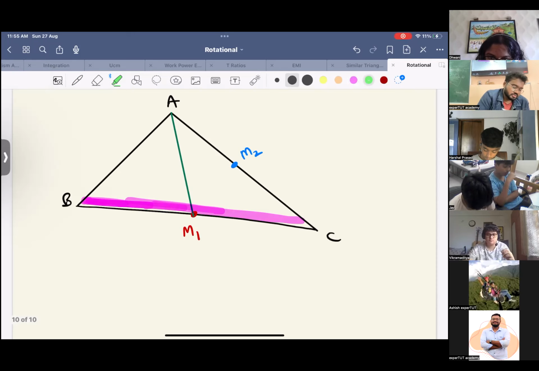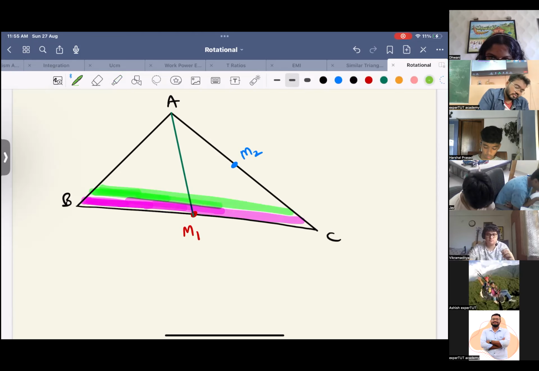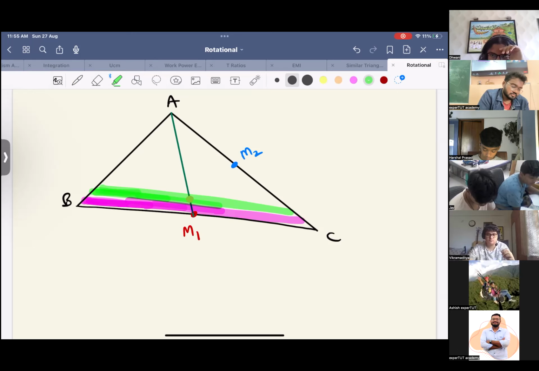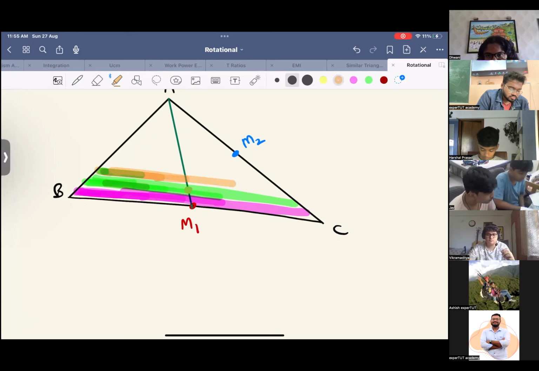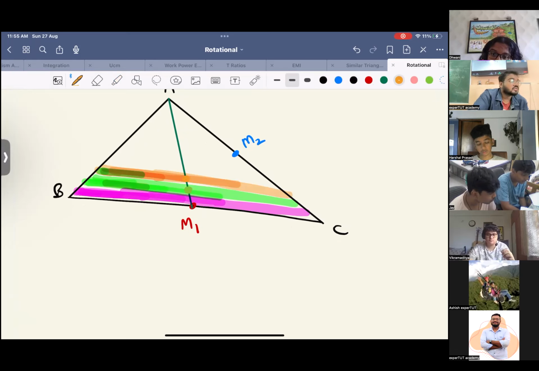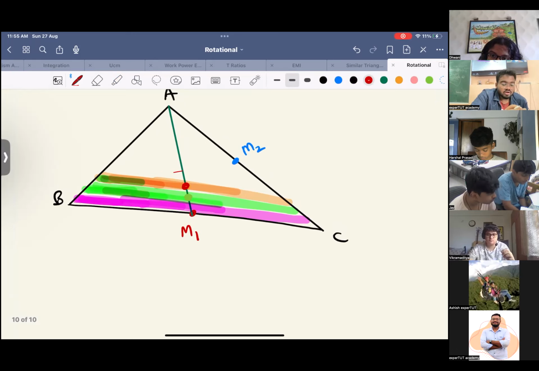Again, I'll take a parallel strip like this. Where is its midpoint? Its midpoint is here, right? If you take another strip, where is its midpoint? At this point, right? Therefore the center of mass of this triangle lies somewhere on this line.